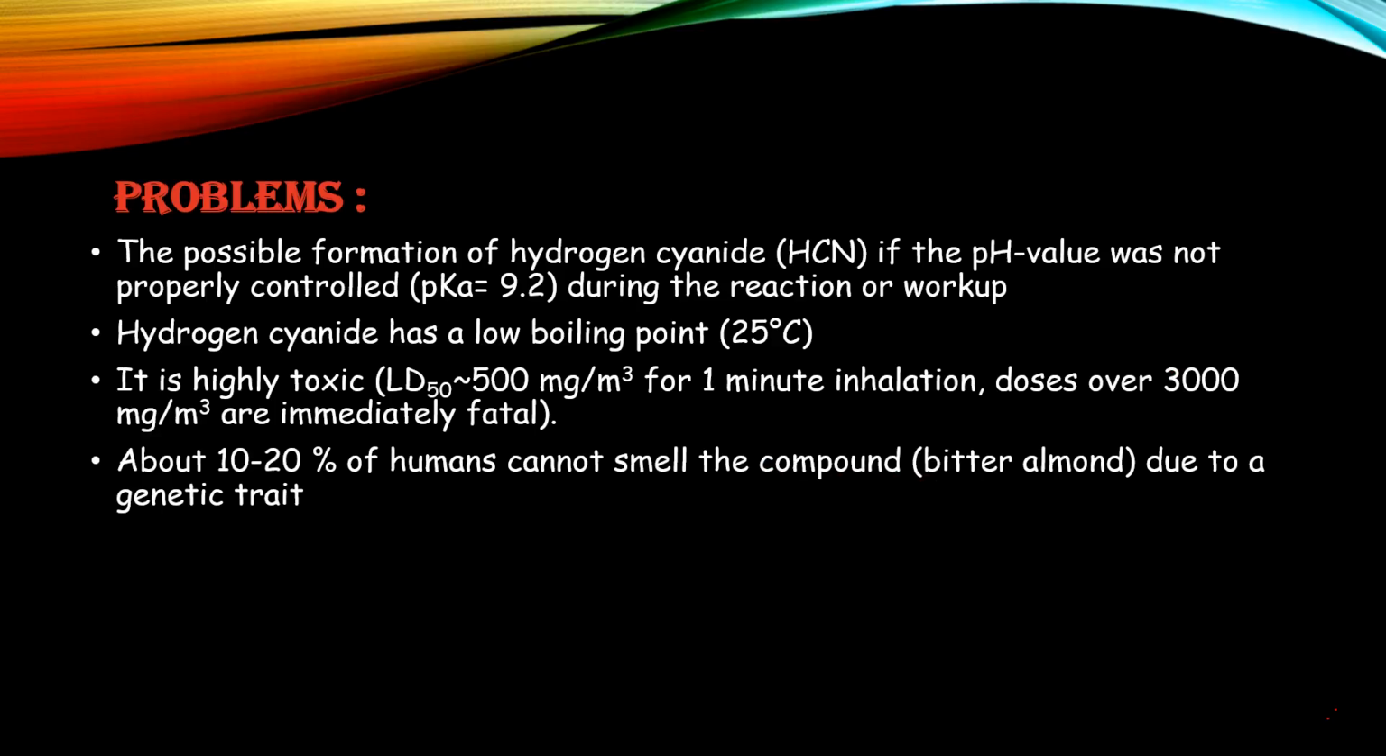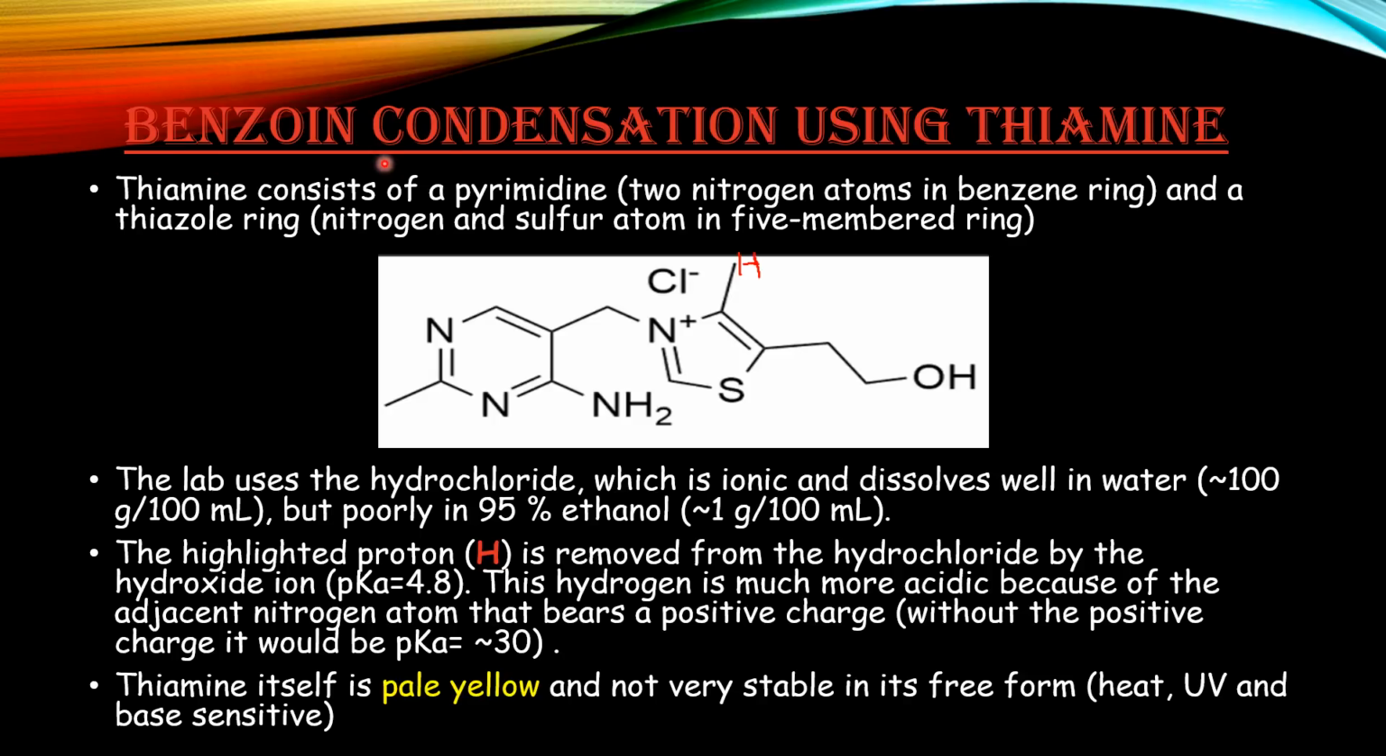Now proceed further. Now we talk about benzoin condensation using thiamine. Thiamine consists of a pyrimidine ring, that is two nitrogen atoms in a benzene ring, and a thiazole ring, a nitrogen and sulfur atom in a 5-carbon ring. The lab uses the hydrochloride, which is ionic and dissolves well in water but poorly in 95% ethanol. The highlighted proton is removed from the hydrochloride by the hydroxide ion. This hydrogen is much more acidic because of the adjacent nitrogen atom that bears a positive charge. Well, thiamine itself is pale yellow and not very stable in its free form.